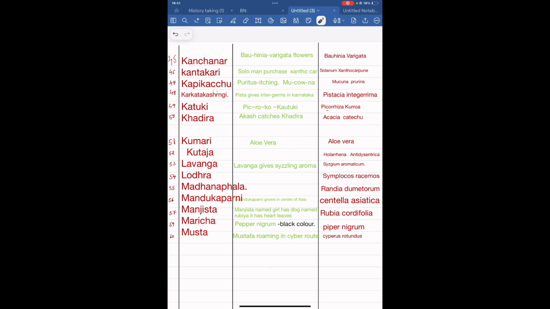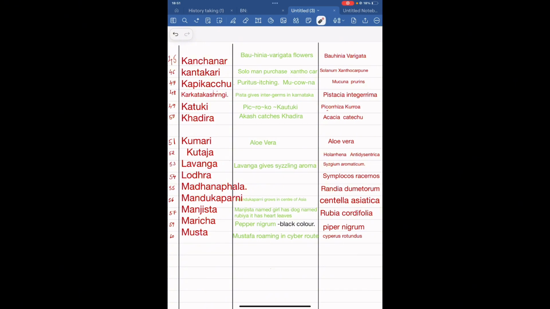For Kutaja I didn't make any trick for this. I will update it in my Telegram channel. You can see that I forgot a few tricks. I will upload them later.